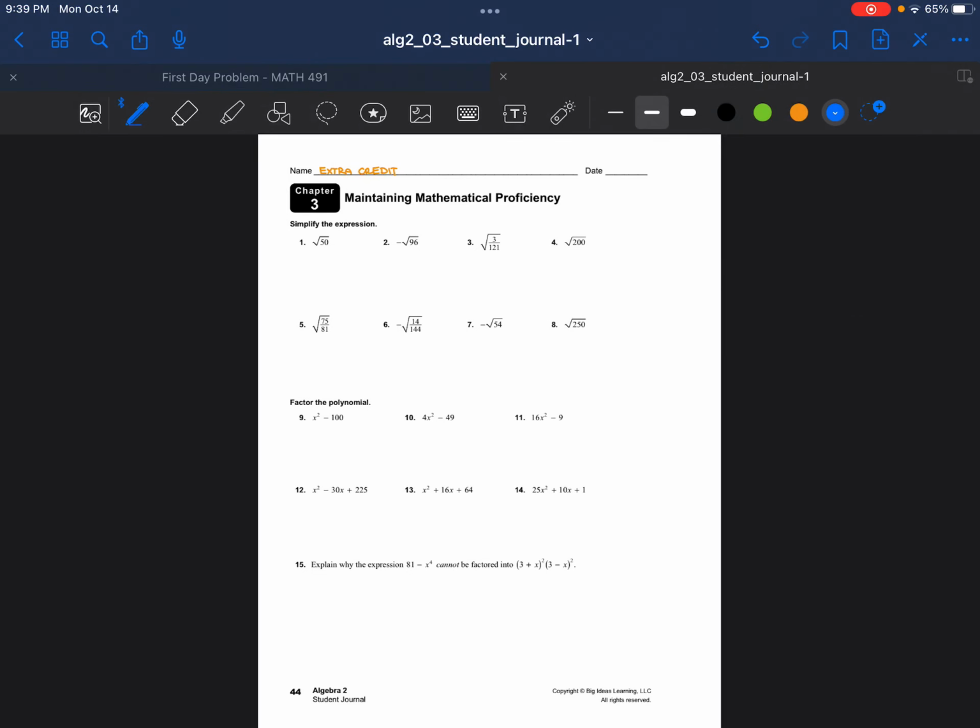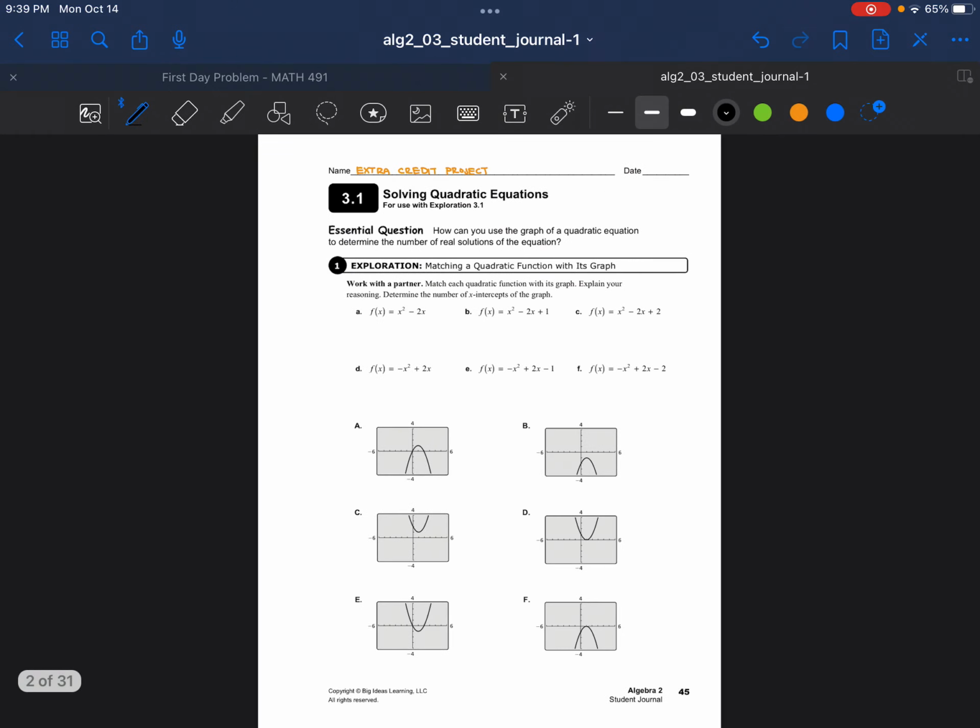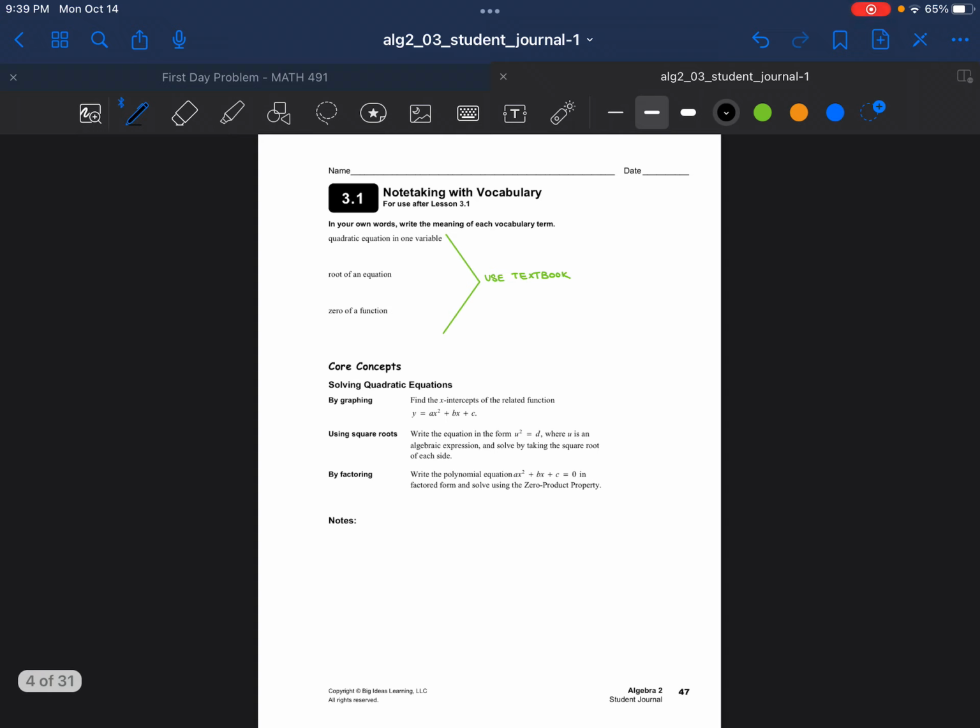Hello, hello. Welcome to part 1 of chapter 3. Just a reminder that this first part here is extra credit, and the first 2 pages of each subchapter are part of the extra credit portfolio project that you can turn in at the end of the year.